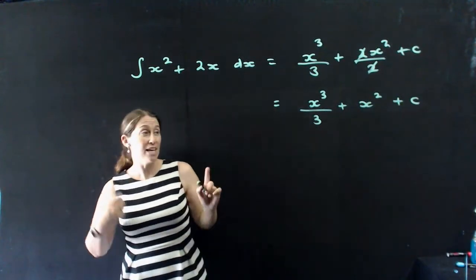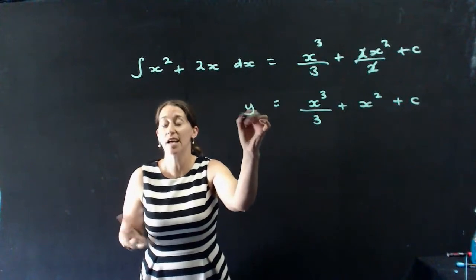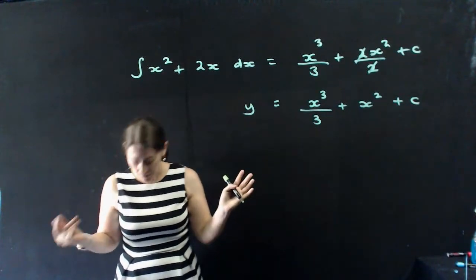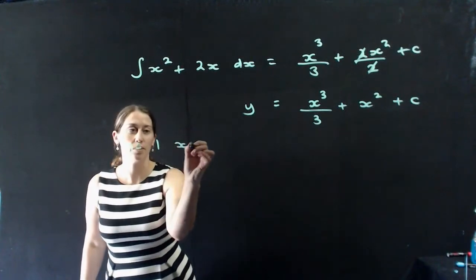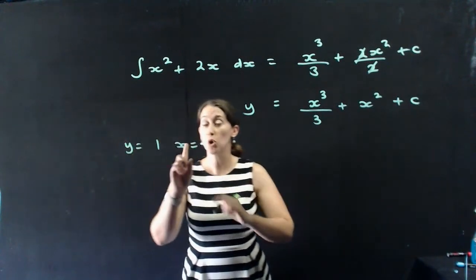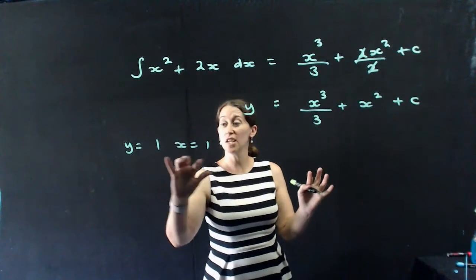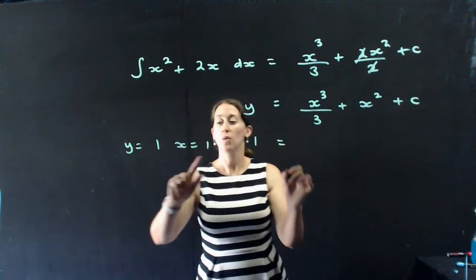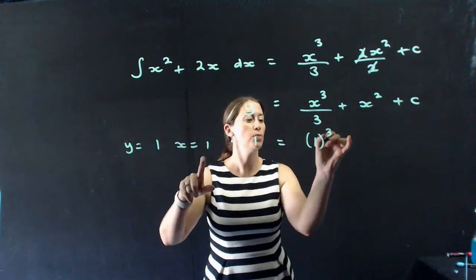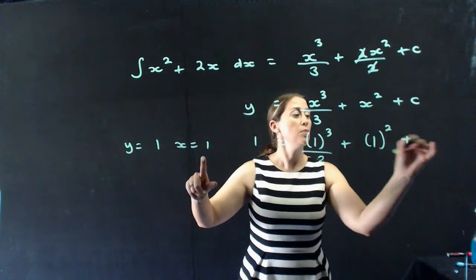Now, if we have some information about this, and don't forget, this becomes y equals, so this is our curve. And we have some information about this curve. So here's one here, when y equals 1, x equals 1. Now, if we have some information or a coordinate on this curve, we can now find this constant value. So I'm just going to substitute these into my curve. So I've got y equals 1 when x is 1. So let's cube that, plus 1, so I'm substituting this in, plus the value of c.